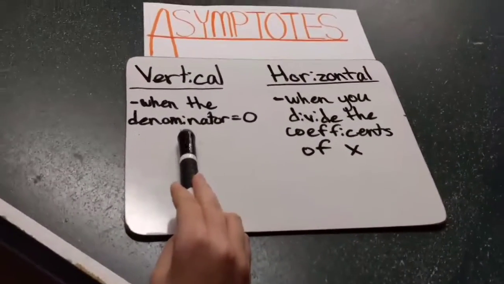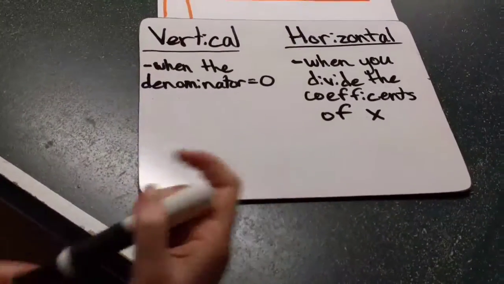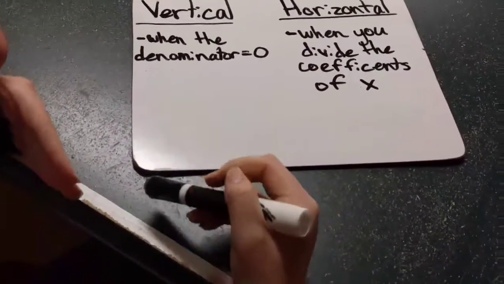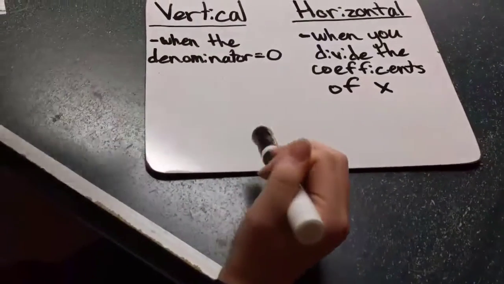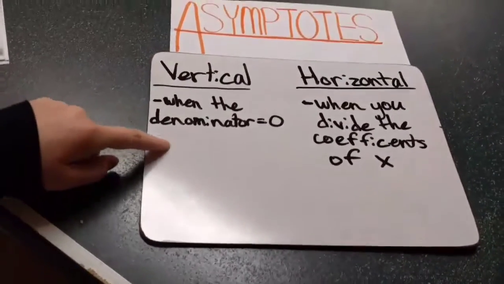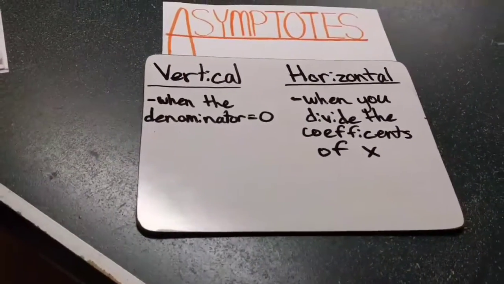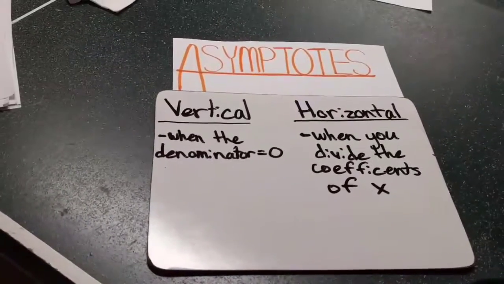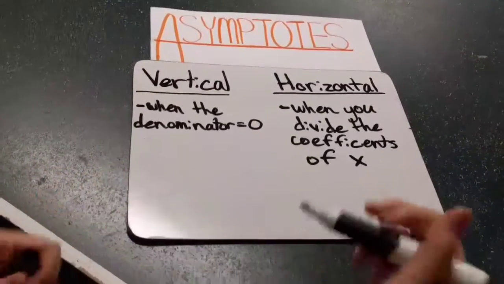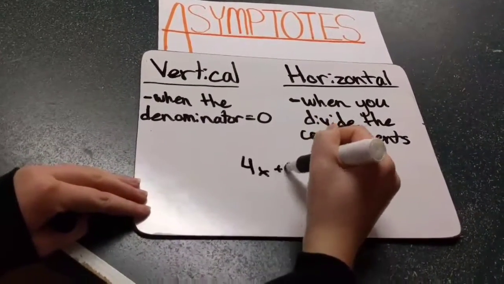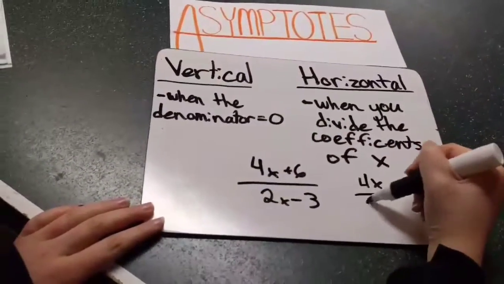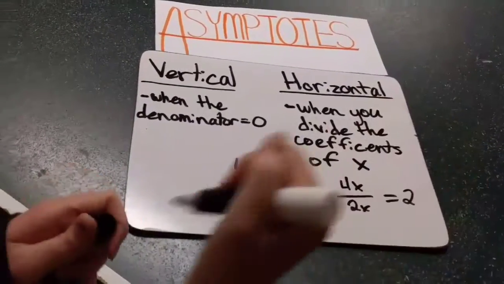The vertical asymptote can be found when the denominator equals 0. So the denominator cannot equal 0 because dividing by 0 makes the function undefined. So the asymptotes are a line that the hyperbola never touches, so that is the undefined line. So the denominator equaling 0 would be the vertical asymptote. The horizontal asymptote is a bit trickier to find. It is when you divide the coefficients of x. So dividing the coefficients of x, if you had 4x plus 6 over 2x minus 3, you would do 4x over 2x ends up equaling 2, and that would be your horizontal asymptote.